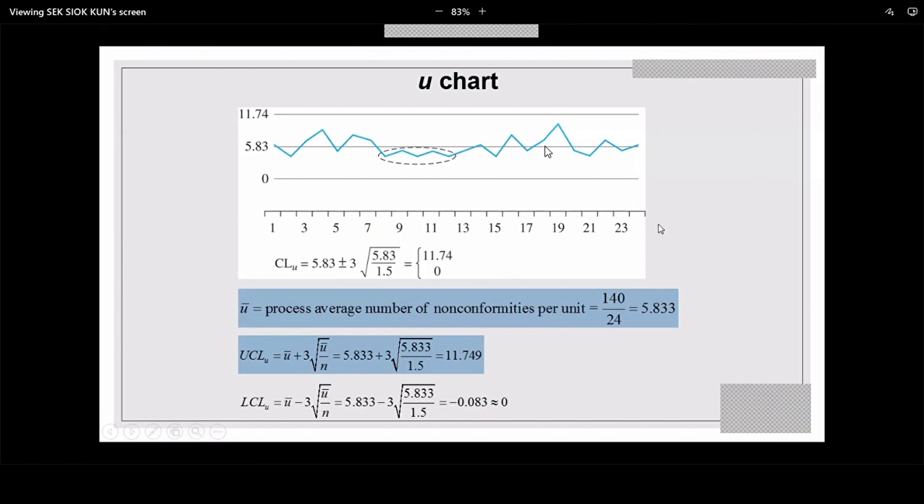Okay, so in this example, it is a plot of the U chart where the sample size is varying. Is it varying? Should be varying. It does not mention the sample size, so should be okay. So this is per unit. Totally you have 24 subgroups for the sample, so you get this.